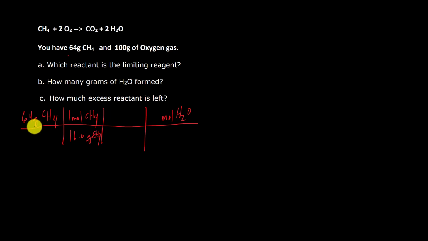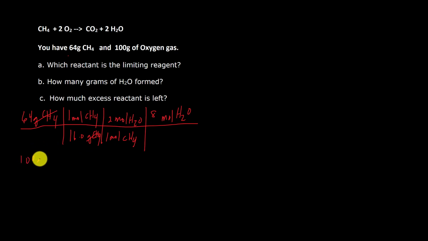We cancel out the grams of CH4. Then we use our mole to mole ratio, and up here we see that we have 1 mole of CH4 for every 2 moles of H2O. So 1 mole CH4 for 2 moles of H2O. And then we're going to get an answer here. It's a pretty simple calculation. It's going to come out to be 8 moles of H2O, just because 16 into 64 is 4, times 2 is 8 moles. Okay, so now we do the same calculation for oxygen gas.